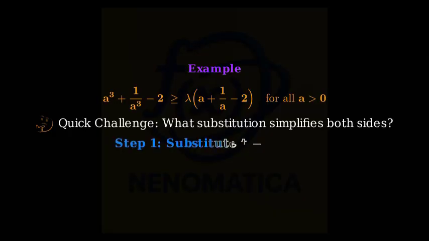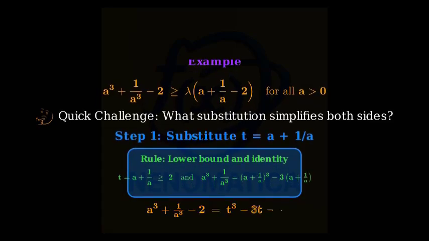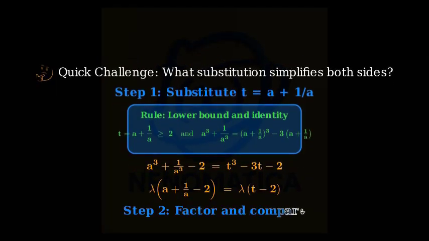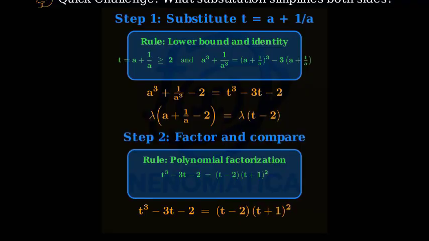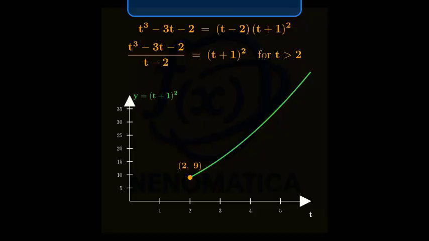Step 1. Substitute t equals a plus 1 over a and record its key property. Step 2. Factor the numerator as a product with t minus 2. This reveals a clean comparison function. To see the minimum clearly, we sketch the curve y equals (t plus 1) squared for t at least 2 and mark its lowest point.